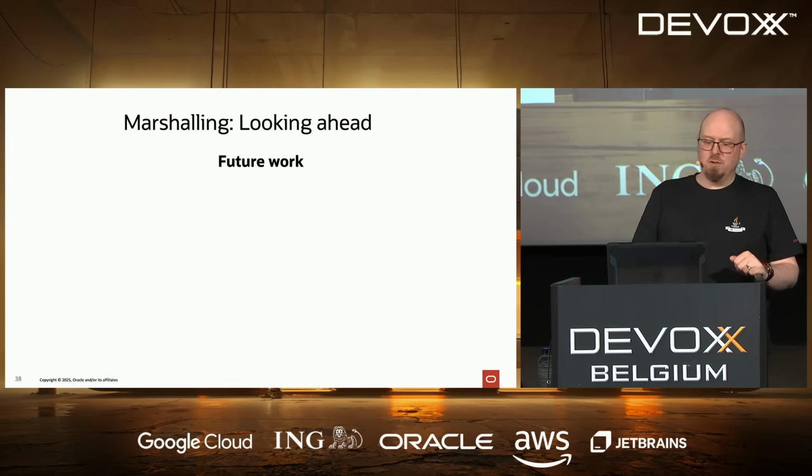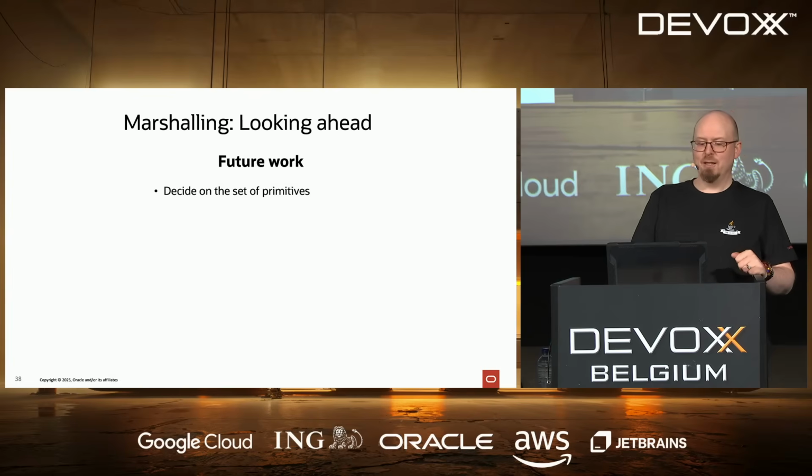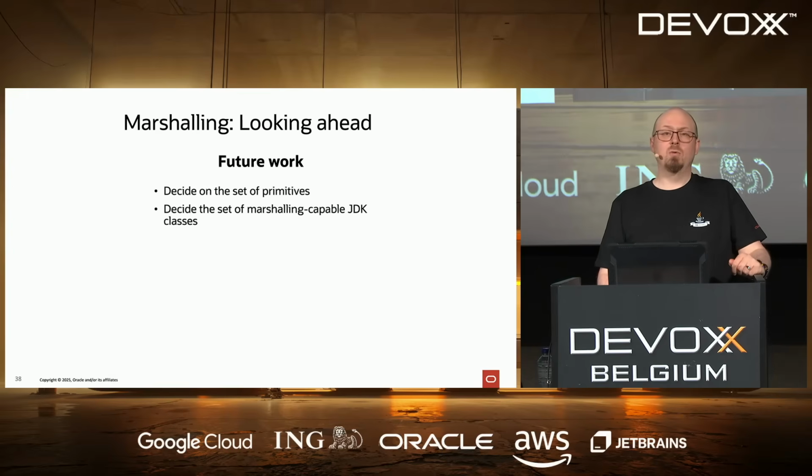So where are we in terms of how this is going? Well, there is a bunch of stuff left to do, but just shortly, we want to decide on the set of primitives. Are arrays automatically supported, or are collections automatically supported? What does it mean to be primitive when it comes to structure? We want to decide what the initial set of JDK supported marshallable classes are, and how many of them there should be. The good thing about marshalling is that it's not locked down, so that you can incrementally add more support. So that's one of the benefits.